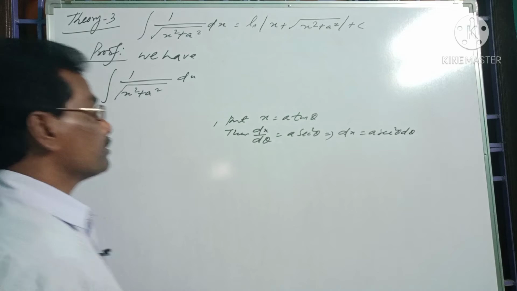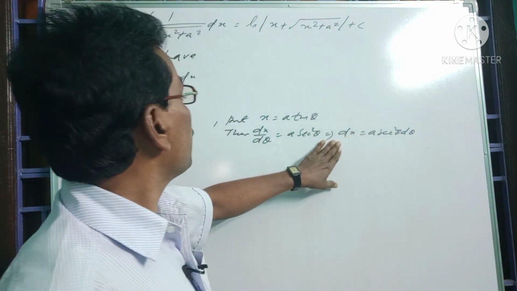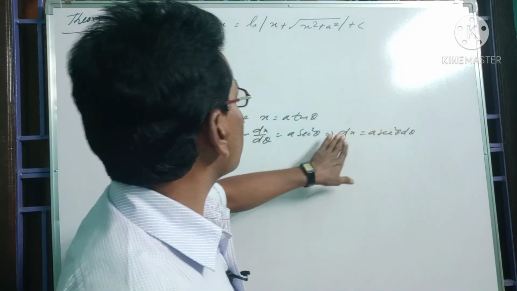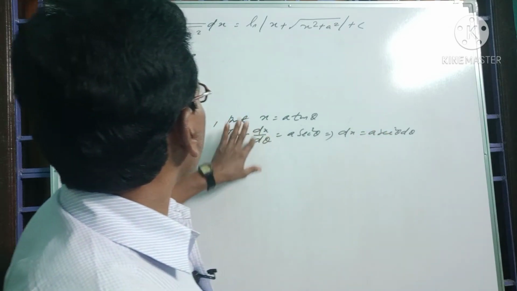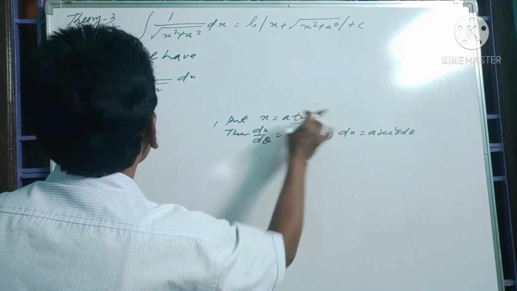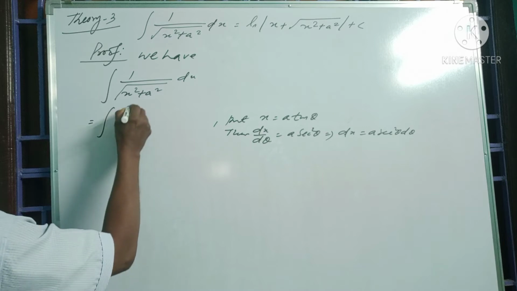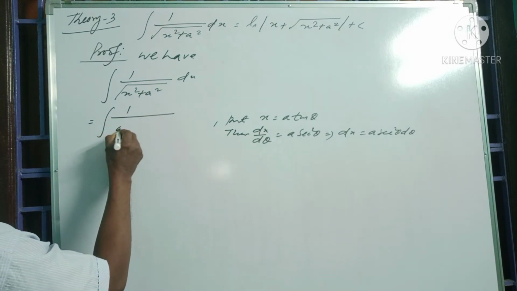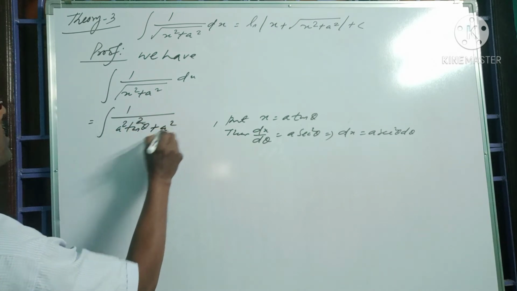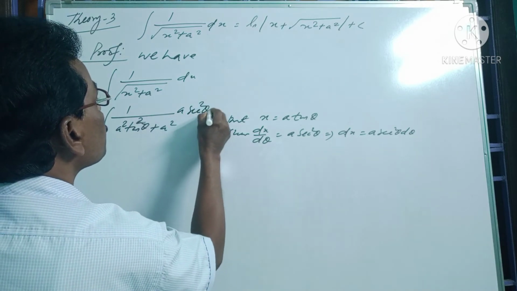So now after substitution and differentiation, we got dx as a sec square theta d theta, and x is equal to a tan theta. So substituting x as a tan theta and dx is equal to a sec square theta d theta in the integral, it will give us 1 by root of a square tan square theta plus a square, and in place of dx we have a sec square theta d theta.